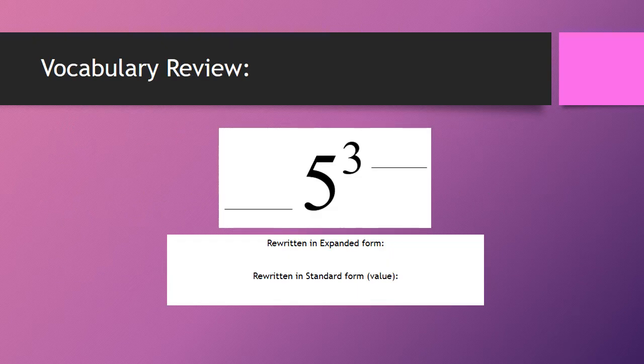So for our vocabulary, we have a couple different things that we need to review. The first thing is 5 to the third power, that's how you can read that, or 5 cubed. I'm just going to fill in some vocabulary here. This 5, our large number, is our base. I am going to be referring to it that way, so you do need to know that word. And then our small number, the power that we're using, is known as our exponent.